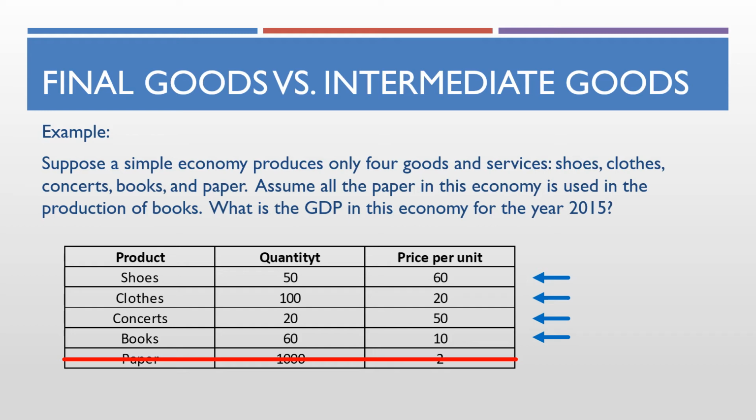So in order to get the total value of the GDP, you can basically use the quantity of each product multiplied by the price per unit. And then you will get the total value of shoes, total value of clothes, concerts, and books, and then you can sum them together. And that's what we call a nominal GDP.